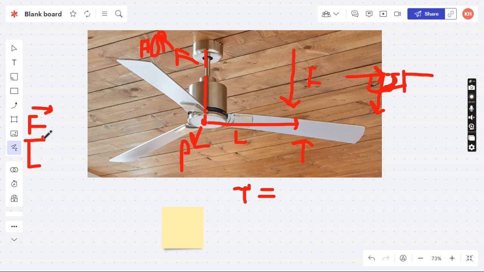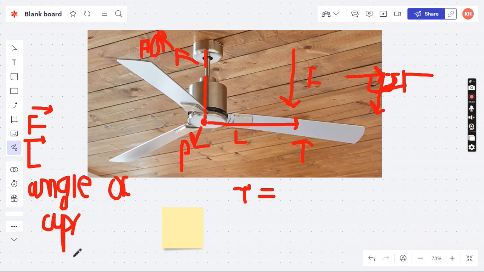So the next factor that I am going to conclude here is the angle of application of force. Angle of application of force, that we will be discussing in a later video.